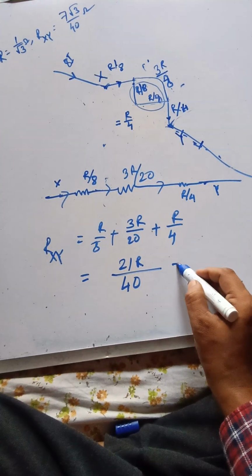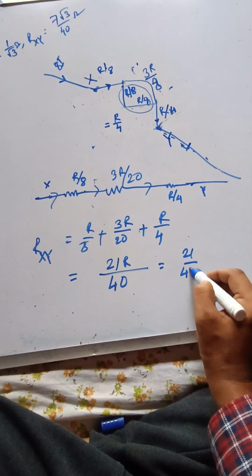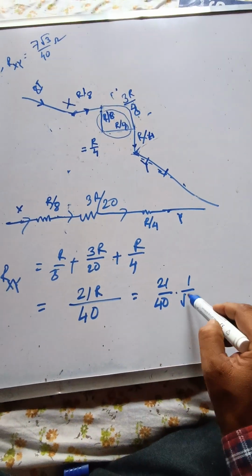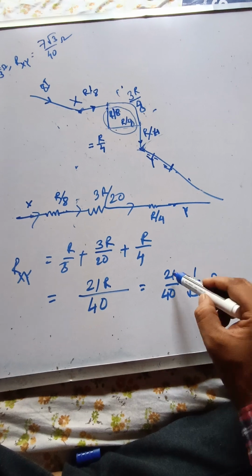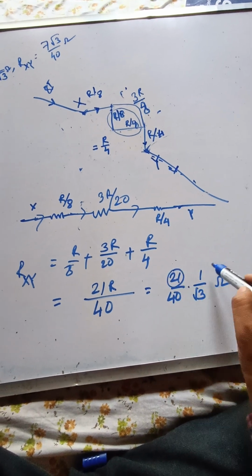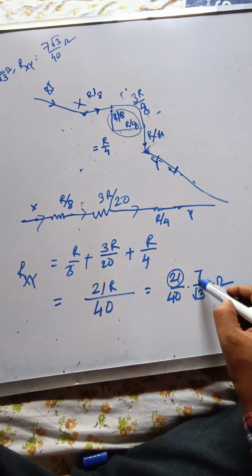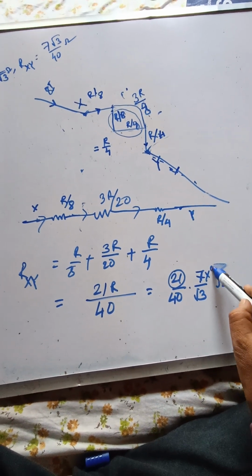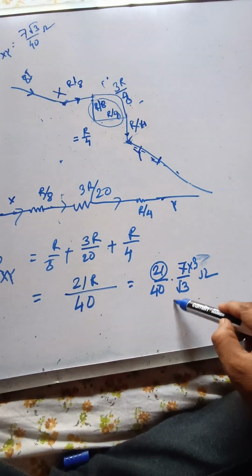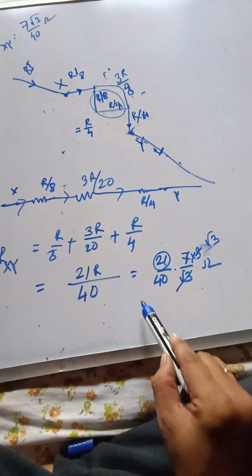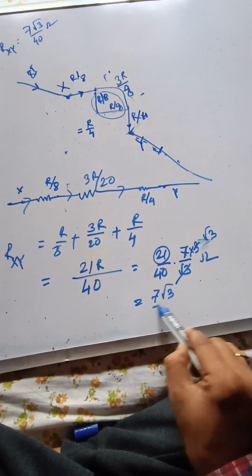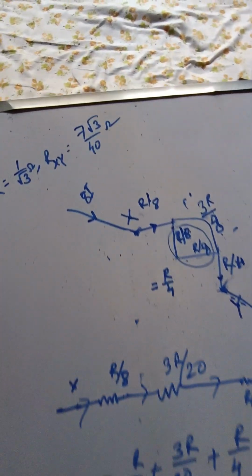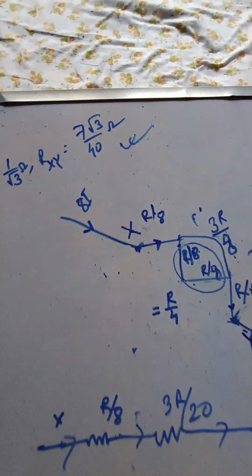Okay, now put the value of R in 21R by 40, and the value of R is given, it is 1 by root 3 ohm. So this 21 can be written as 7 into 3, and 3 with 1 by root 3 gives root 3, so it is 7 root 3 by 40 ohm. Okay, this is the answer, 7 root 3 by 40.